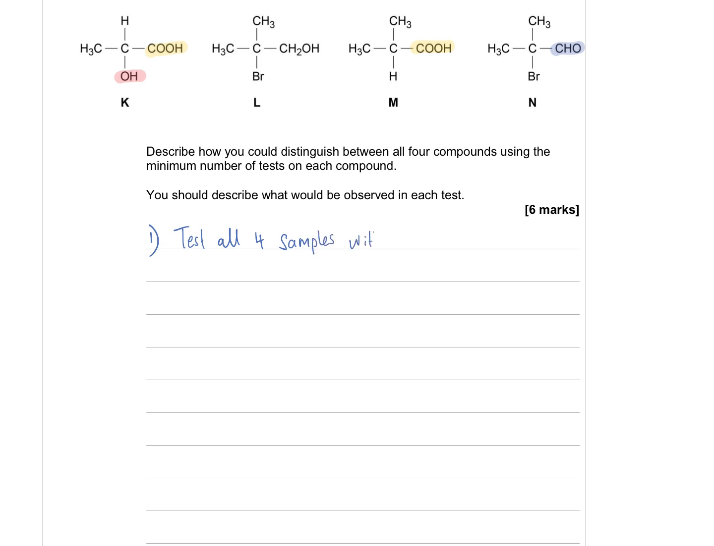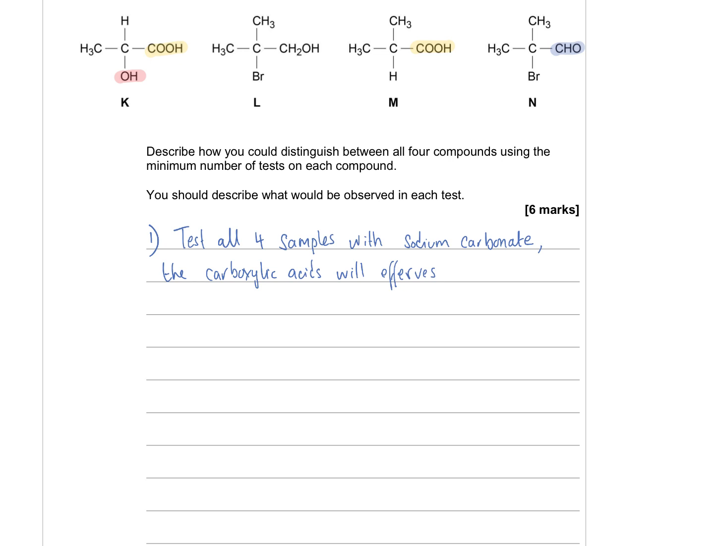So step 1, you test all of the 4 samples to divide them up into those that are carboxylic acids and those that aren't. So if you use something like sodium carbonate or sodium hydrogen carbonate and look for effervescence or the production of carbon dioxide, then you can say that you've got K and M as one half of the group, and L and N must be the other two because they don't have the carboxylic acid group.